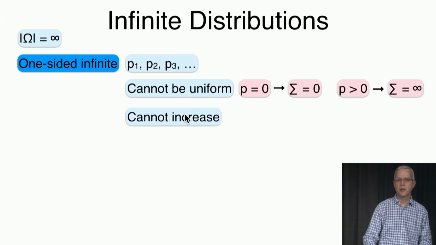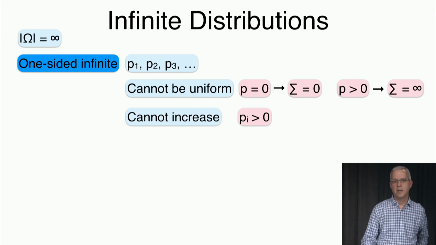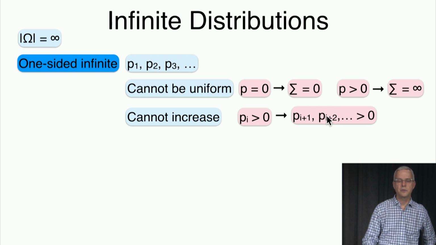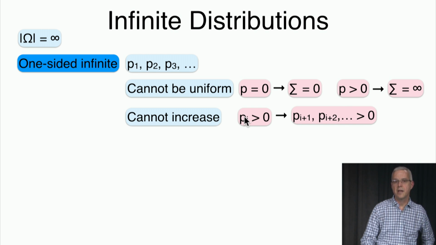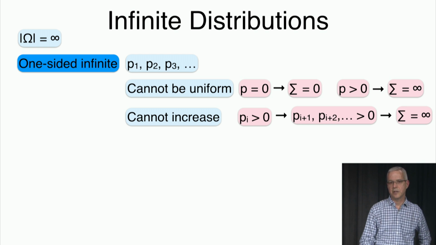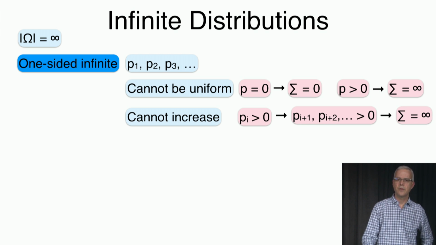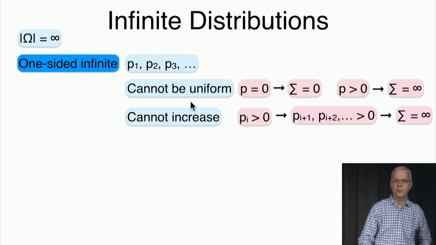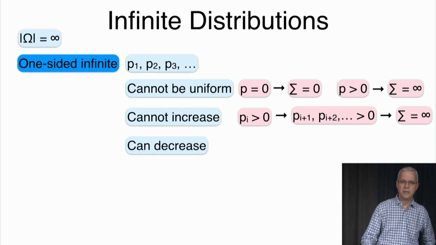Also, the distribution cannot be increasing, and that's because if for some i, Pi is positive, let's say P5 is positive, then from that point on, Pi+1, Pi+2 are all going to be positive, in fact, all going to be bigger than this Pi. And because they're all larger than this Pi, the sum is again going to be infinite. Okay, so again, an infinite distribution cannot be uniform, and it cannot increase. On the other hand, it can decrease.